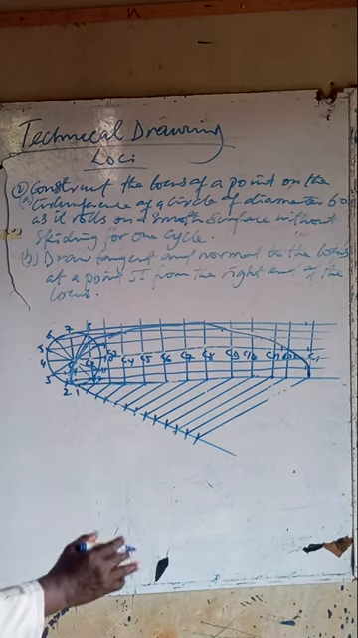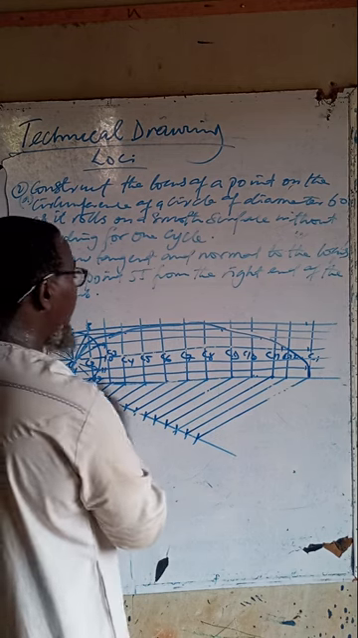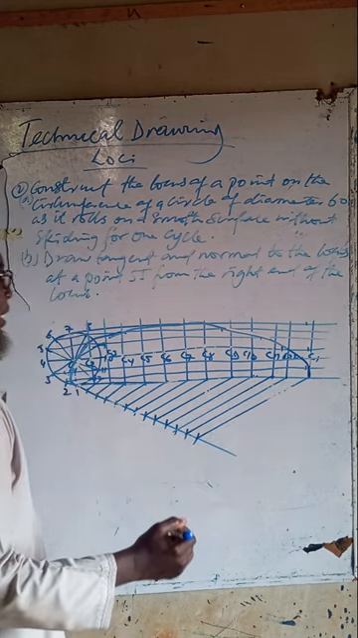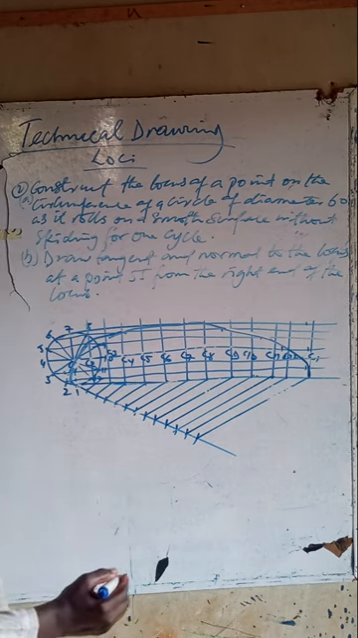You can come across a question that will say, what is the distance between here and here? What does it represent? It's the circumference of the circle.